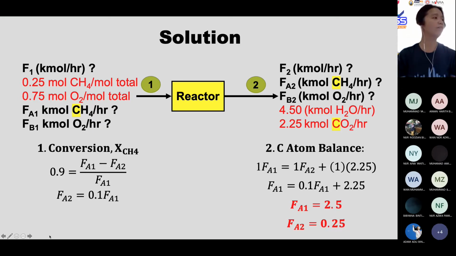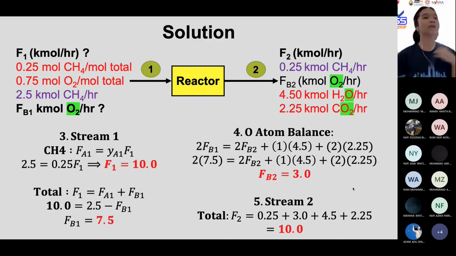So fortunately, just now when we're doing the conversion, kita dapat persamaan yang kedua. Persamaan yang tadi mengatakan bahawa FA2 equals to 0.1 FA1 from the conversion punya formula. So when you combine, FA2 tu saya ganti dengan 0.1 FA1, daripada persamaan conversion yang tadi. So now you can see I'm left with one unknown sahaja, which is FA1. So I can get FA1 and then subsequently saya pun boleh dapat FA2. So done. Okay, so saya dah settle FA1, saya dah settle FA2. Means saya dah tahu berapa methane yang masuk dan berapa methane yang keluar.